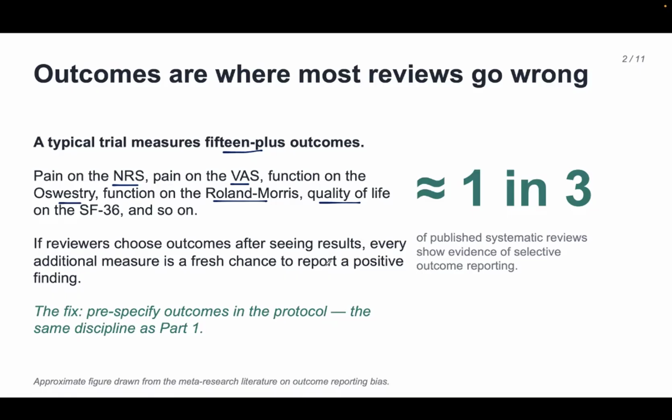Empirical research consistently shows that selective outcome reporting, that is cherry-picking the outcomes, is one of the most common flaws in published systematic reviews. Roughly 1 in 3 reviews show evidence of it. The fix is the same as everywhere else. We need to pre-specify the outcomes. Choose our outcomes before research, write them in our protocol, and stick to them. Today we will cover how to choose them well.